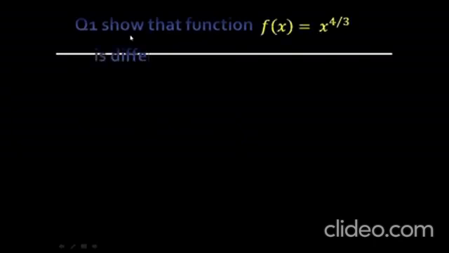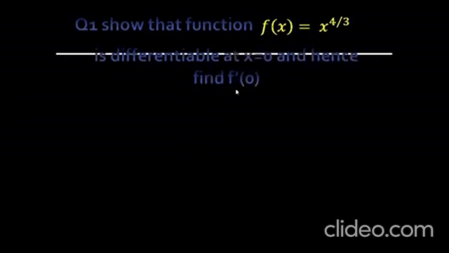Now look at this question. It is given: show that the function f(x) equal to x raised to power 4 by 3 is differentiable at x equal to 0 and hence find f dash 0. First of all, we need to prove the differentiability, and then afterwards we have to find the value of f dash 0. So write the left hand differentiability.